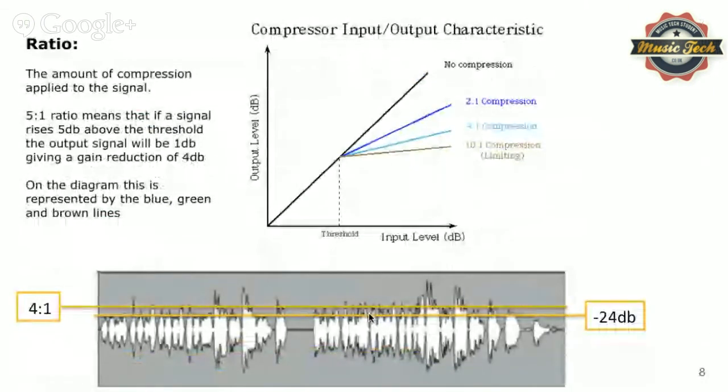Then comes the ratio. Now, the ratio sets how hard the compressor works. So it's the amount of compression applied to the signal. A 5:1 ratio means that if the signal rises 5 decibels above the threshold, so here's our threshold level here, the output signal will only rise 1 decibel. So it will reduce it from 5 decibels to 1 decibel, giving us some gain reduction.